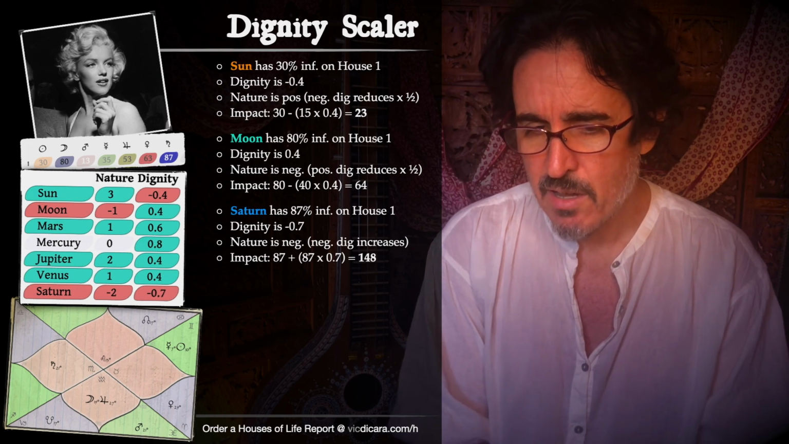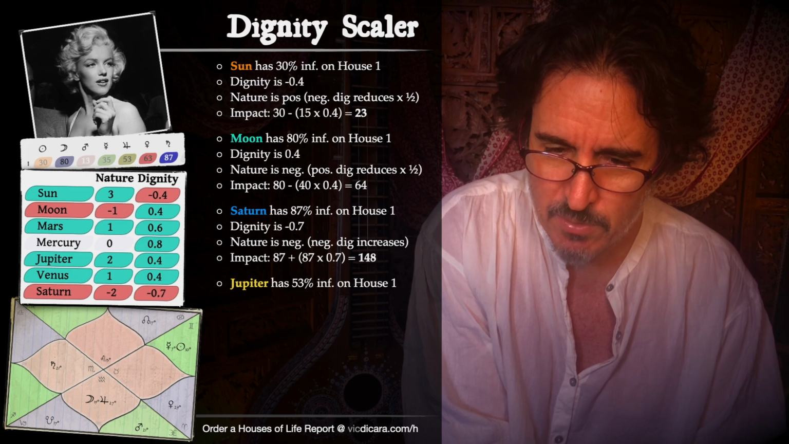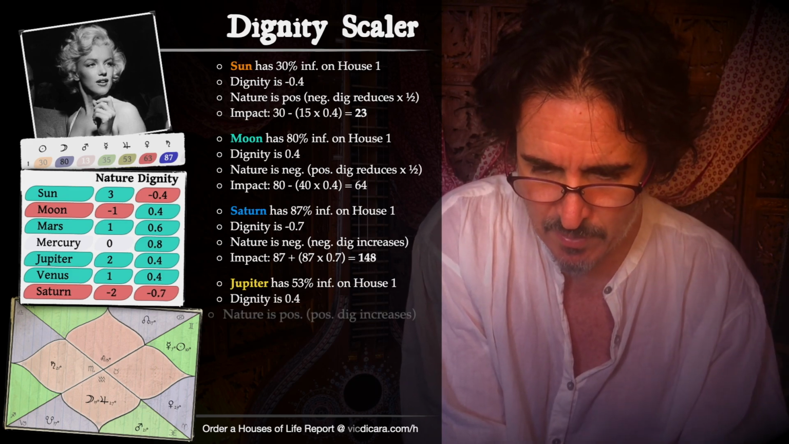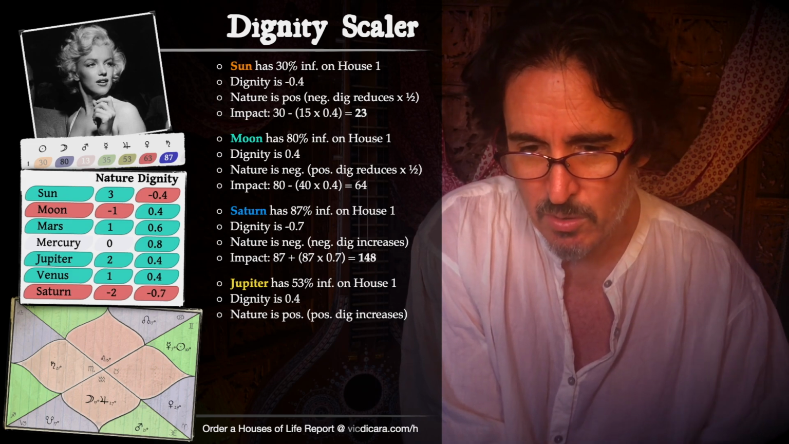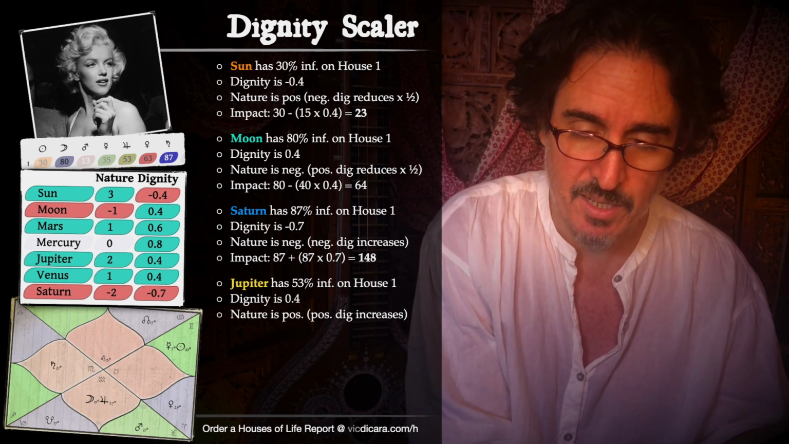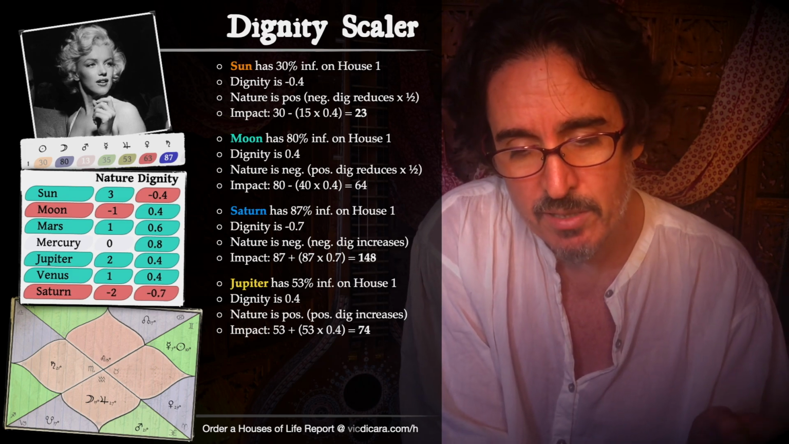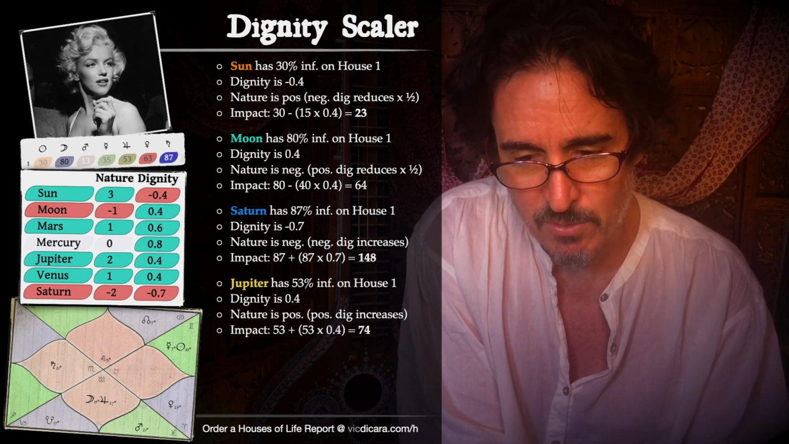Another situation we haven't covered yet is illustrated by Jupiter. Jupiter has 53% influence on house 1. Its dignity is 0.4, and its nature is positive. It's functionally positive. So the positive dignity increases the effect of a positive functioning planet. So the math looks like this. It'll be 53 plus 40% of 53, which equals 74.